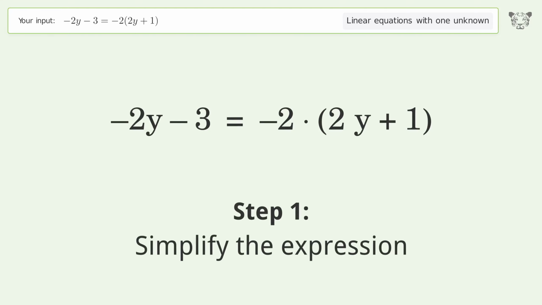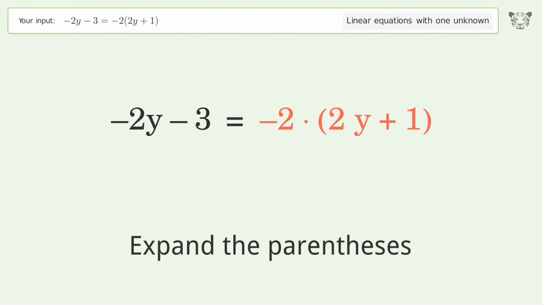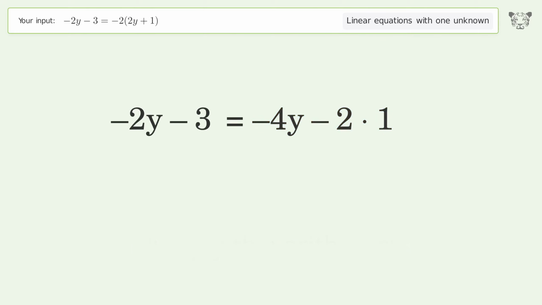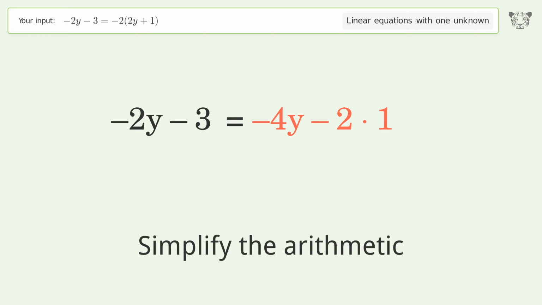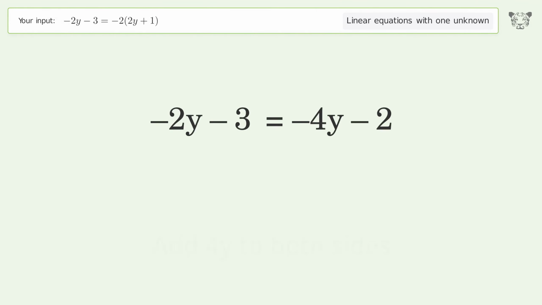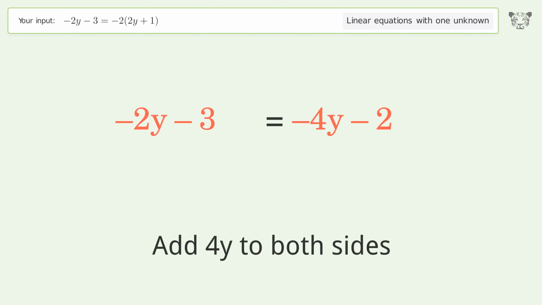Simplify the expression. Expand the parentheses. Multiply the coefficients. Simplify the arithmetic. Group all y terms on the left side of the equation. Add 4y to both sides.